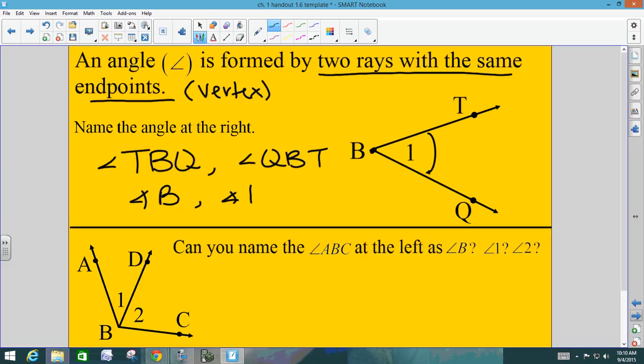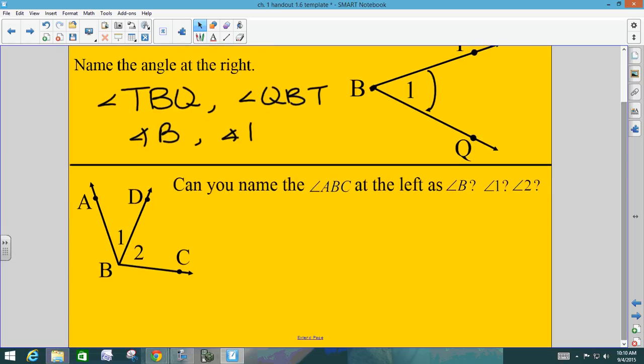You don't have this one on your paper, but we'll just look up at it. It says, can you name angle ABC? So following the letters, A, B, C, that would be all of this. Would I name this angle angle B? I could. It's its vertex, right? That's what we did right up here. Could I name angle ABC angle 1? No. Could I name it angle 2? Can I name all of this angle 2? No, because 1 is the left portion and 2 is the right portion. That wouldn't make sense, would it?